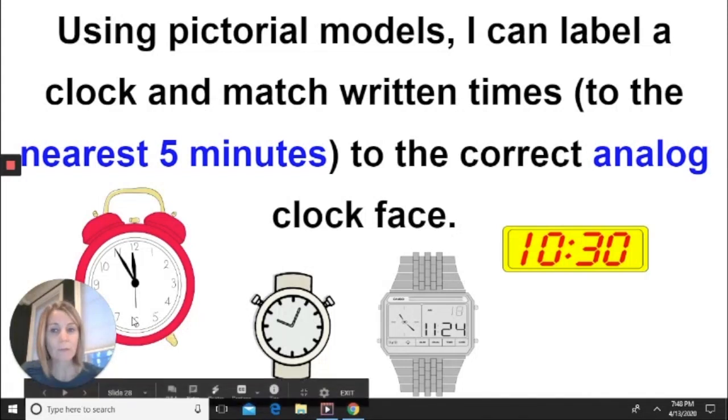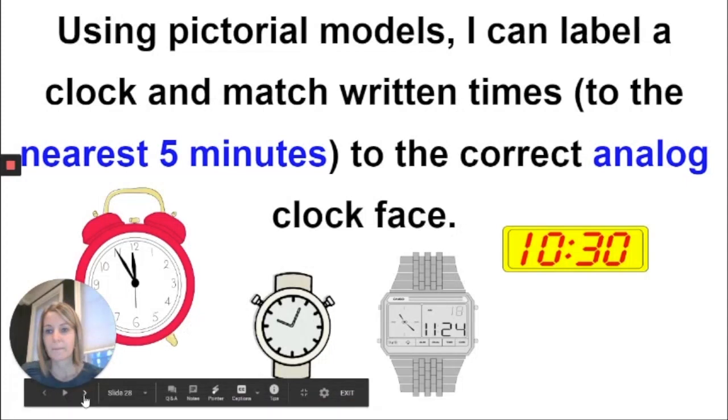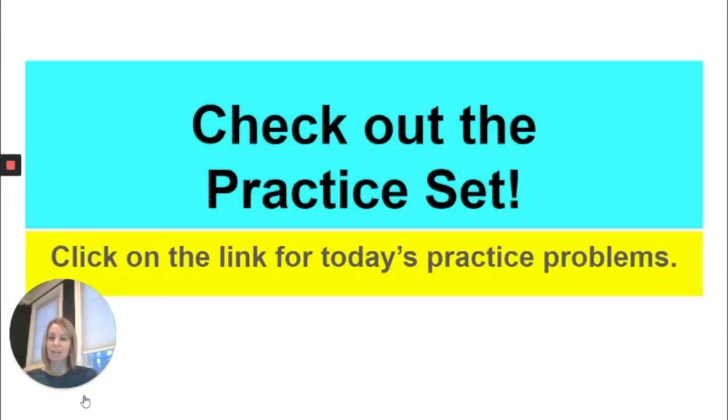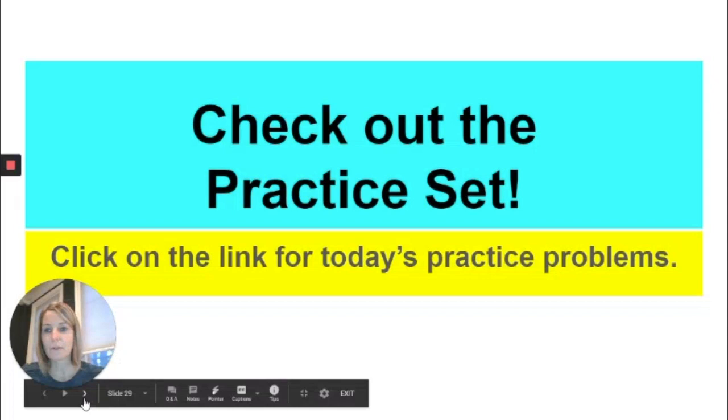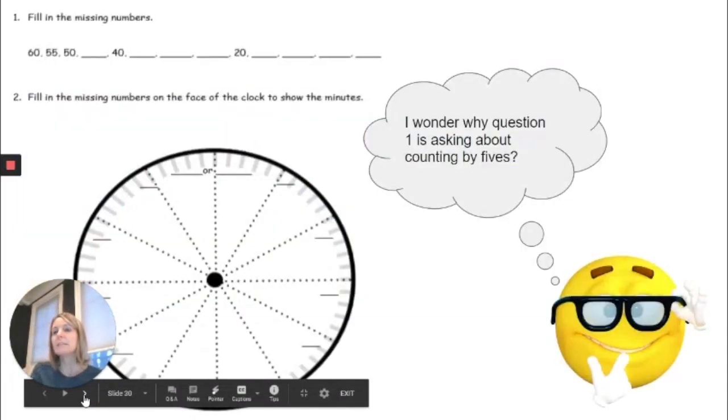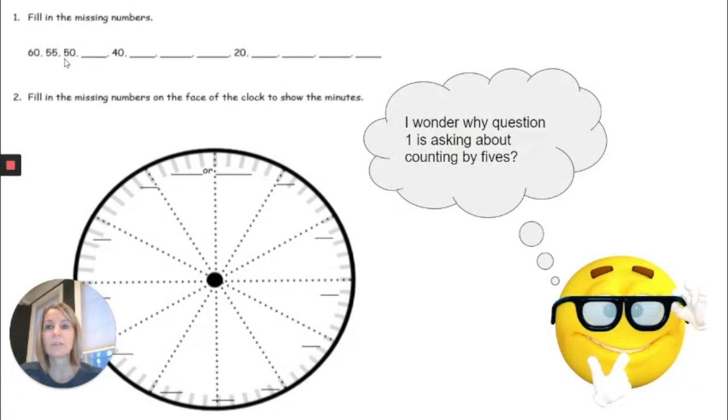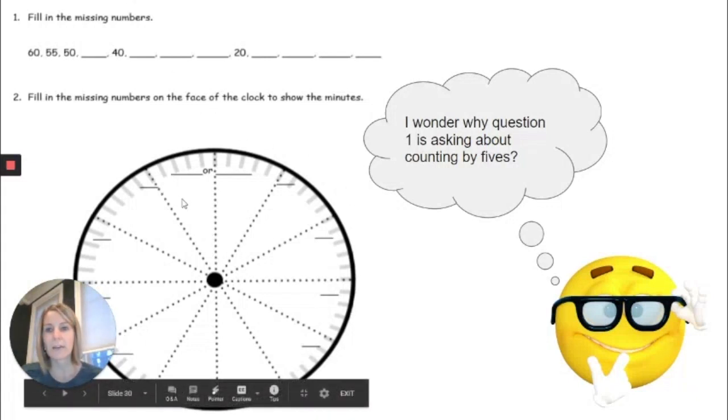And as you can see, we have 2 pictures of analog clocks and 2 pictures of digital clocks. So now let's check out our practice set for the day. Today's practice set is 2 parts. The first part is that you're going to fill in these missing numbers, and then you're going to use that to help you fill in the clock right here. So you can see that there's spaces right here to fill in the clock.